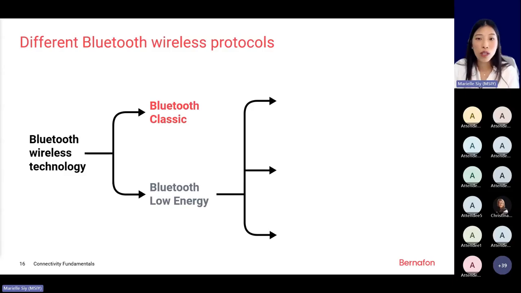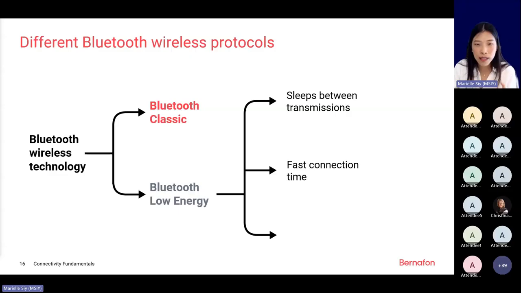Bluetooth Low Energy was introduced to enable lower power consumption, and this lower power consumption is made possible by a few things. First, it's able to sleep between transmissions. When it's not transmitting data, it goes to sleep. It has a fast connection time compared with Bluetooth Classic, so it can connect quickly, send its data, and then go back to sleep. And it transmits smaller packets of data, which get transmitted faster because they're smaller, again enabling it to go to sleep mode faster.